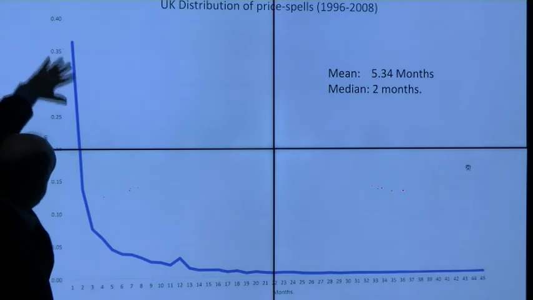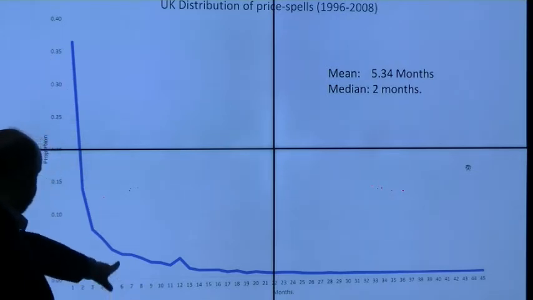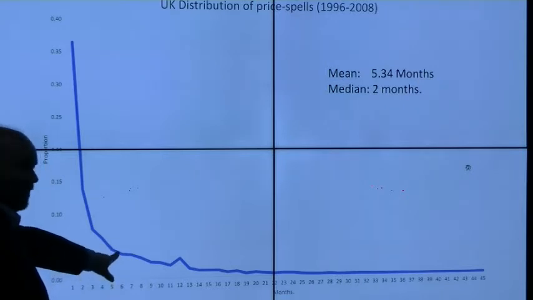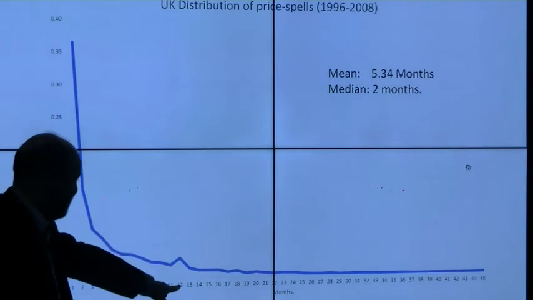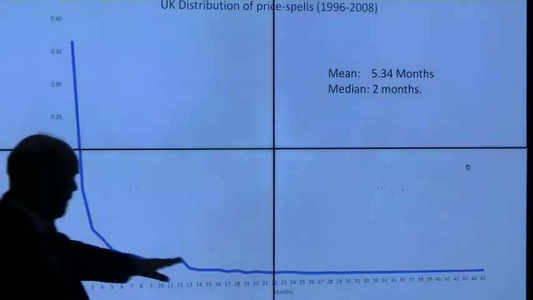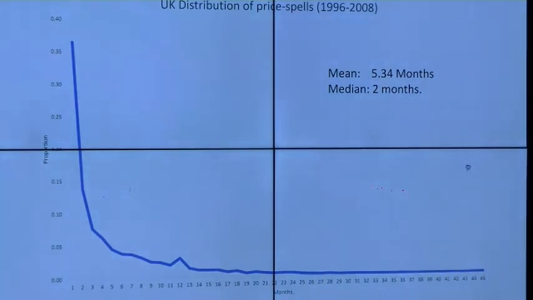We go along here, it comes down. If we look at, say, 6 months, it's about 4%. There's a bit of a spike at 12 months, it goes up. But then we have this very long fat tail of price spell durations, with 45 months, for example, a small figure there. And the mean is 5.34 months, and the median is 2 months.